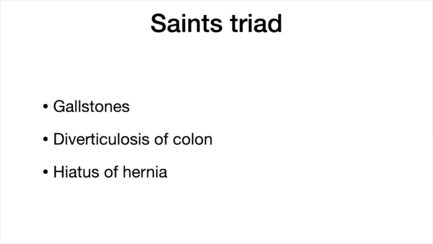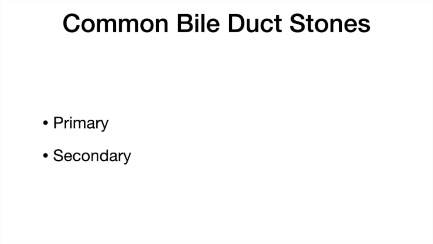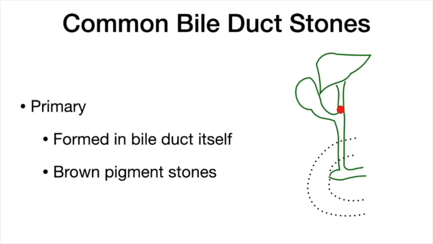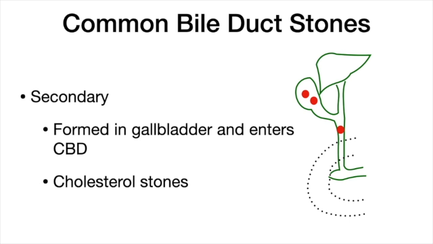After gallstone, another important cause of obstructive jaundice is common bile duct stone, that is CBD stones. These are broadly classified into primary stones or secondary stones. Primary stones are stones primarily formed in the bile duct itself, and these are usually brown pigment stones. And secondary stones are usually formed in the gallbladder and enter into the CBD, and these are usually cholesterol stones.